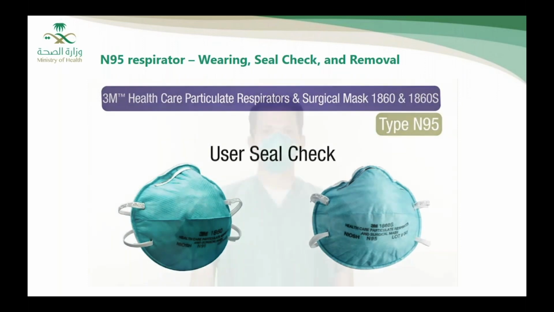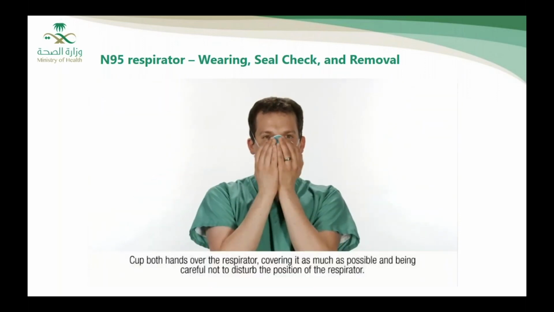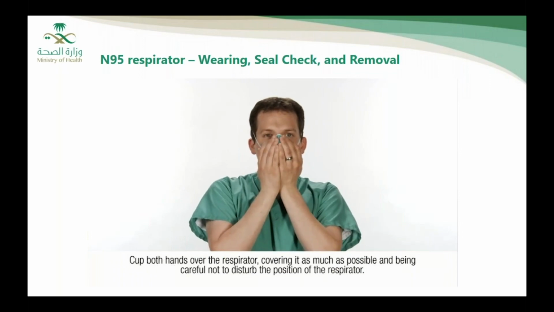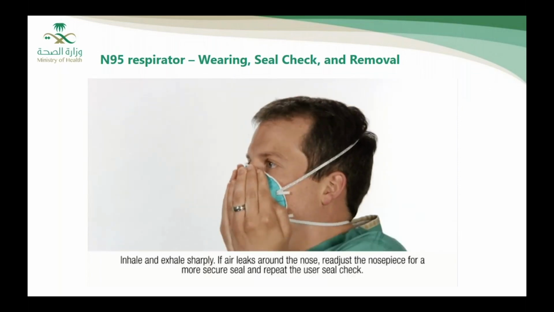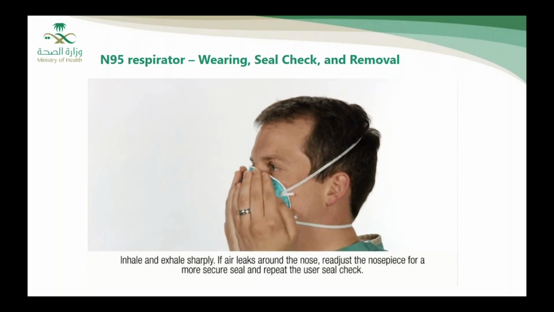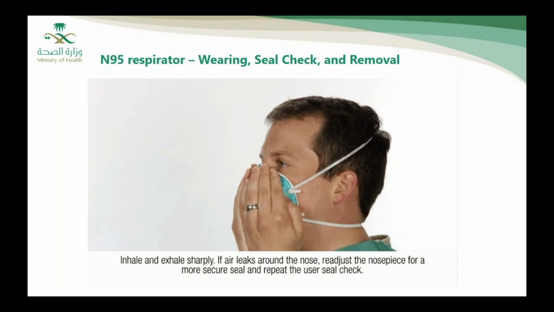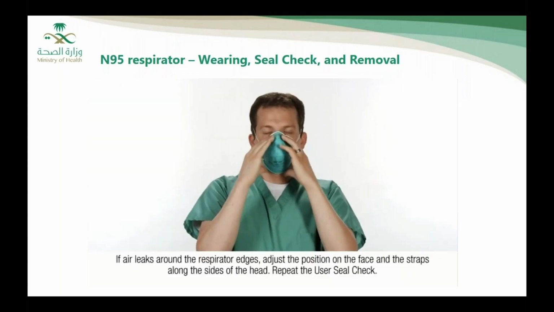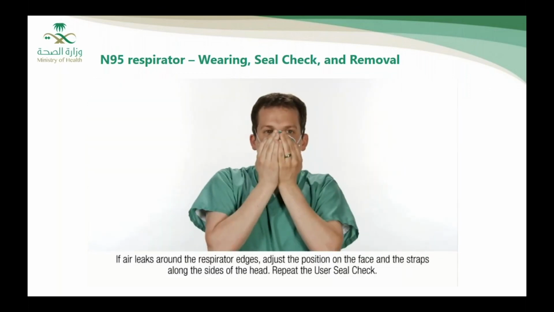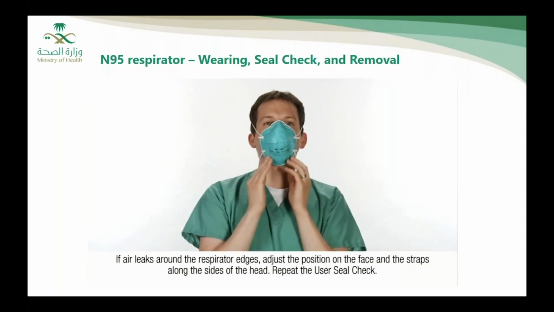Perform the following user seal check each time the respirator is put on. Cup both hands over the respirator, covering it as much as possible and being careful not to disturb the position of the respirator. Inhale and exhale sharply. If air leaks around the nose, readjust the nosepiece for a more secure seal and repeat the user seal check. If air leaks around the respirator edges, adjust the position on the face and the straps along the sides of the head. Repeat the user seal check.